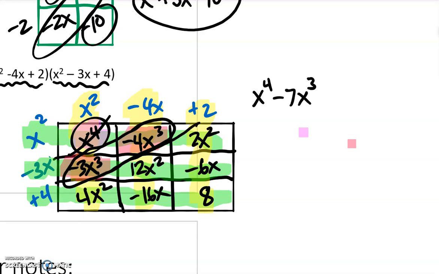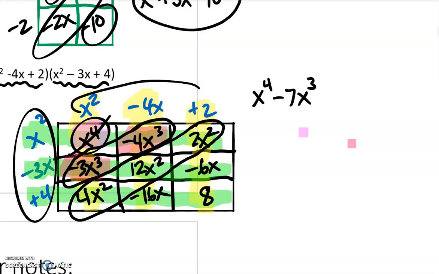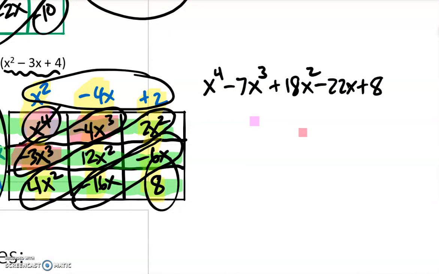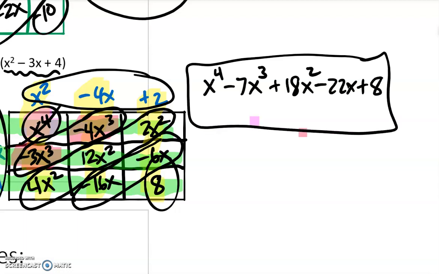Next are squares. So these are nice and lined up when we multiply in order here. If we combine those all together, that gives us positive 18x squared. We can add the first degrees together. That's minus 22x. And lastly, a constant of plus 8. And that is the result.